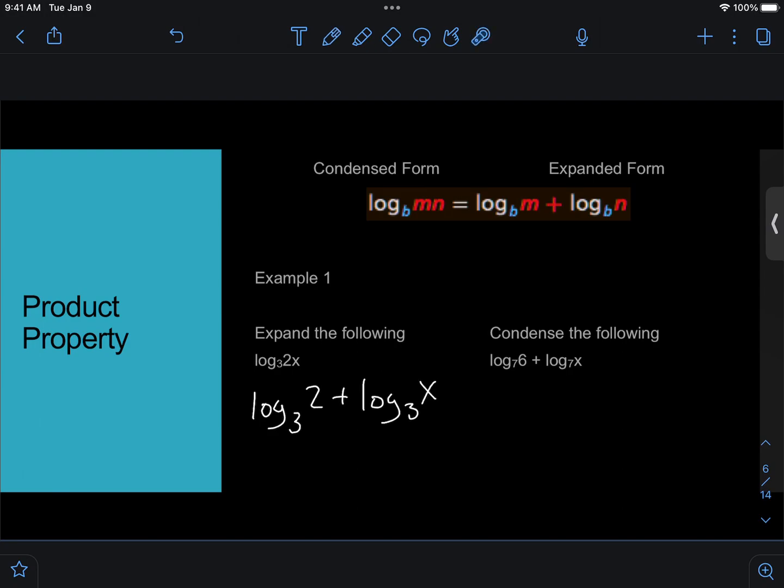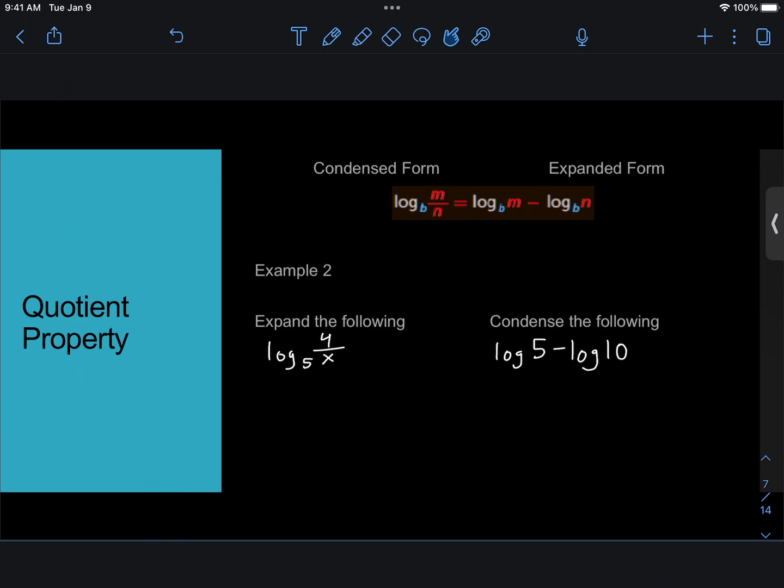Now, condensing is just doing the same thing except in reverse. So we're going from the expanded form to the condensed form. So we're going to take the two things that are being added here and we're going to make them a product over here. All right, so log base 7 of 6 plus log base 7 of x, that is going to become a single logarithm of 6 times x.